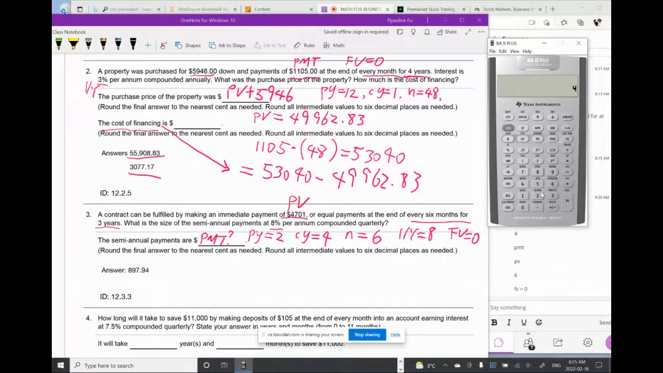Now enter 4,701. This is PV. Okay. 8 is IY. 6 is term N. 0 is FV. Final step, compute PMT. Okay, so you get $897.94.